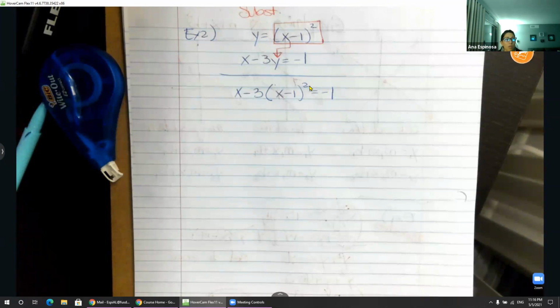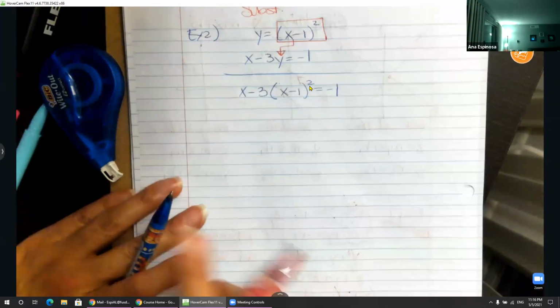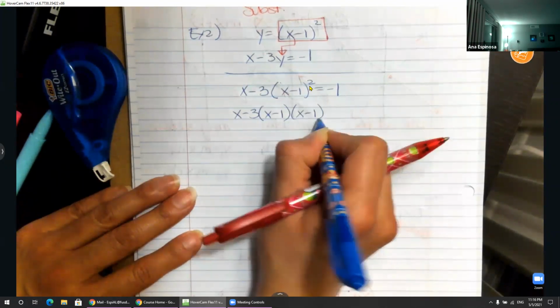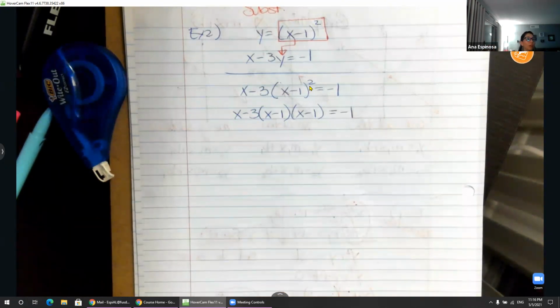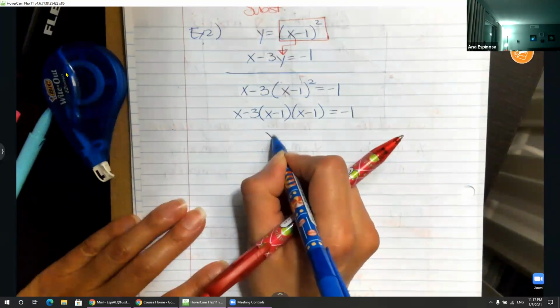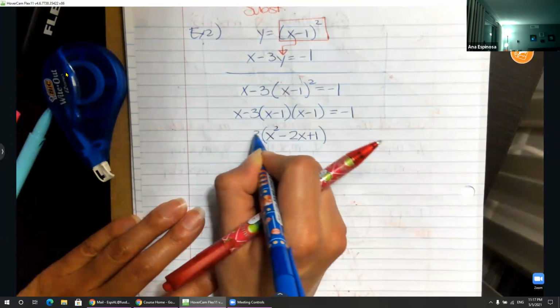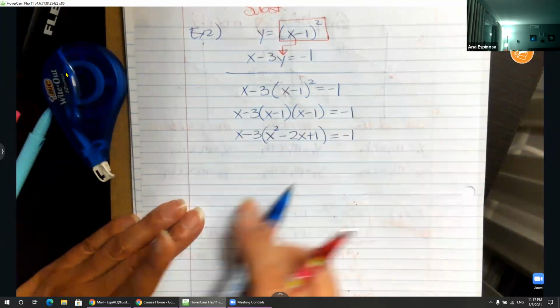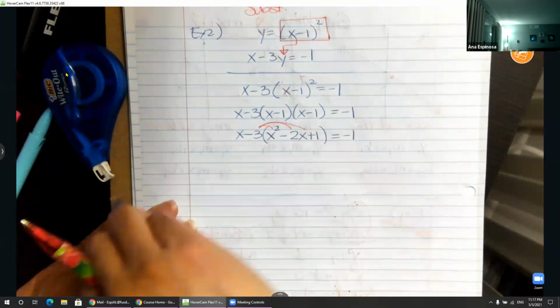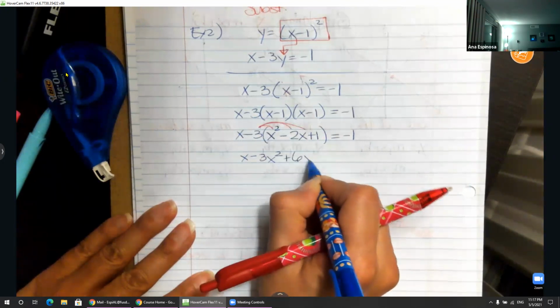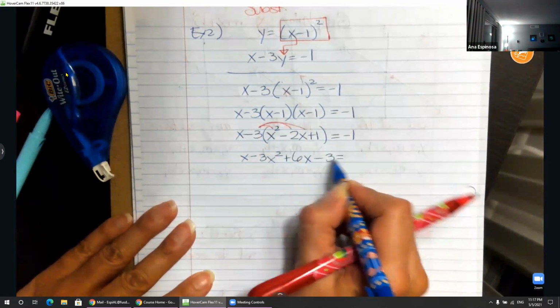do binomial distribution. So you have to write it out twice. You want to FOIL this part first, and then your answer, multiply it by 3. So let's go ahead and do that. x squared minus 1x minus 1x, that's minus 2x. You guys can do the entire math for this if you'd like. I just literally cut one step. That's x minus 3x squared plus 6x minus 3.